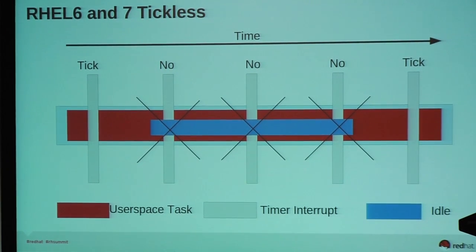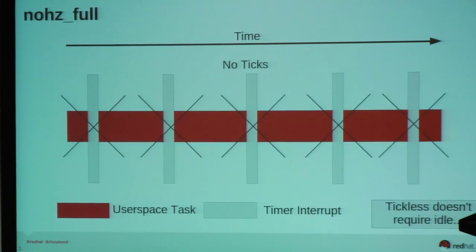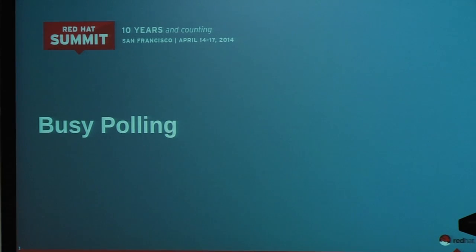I kind of went through these slides, and so this is RHEL 6 and RHEL 7 by default. Left to right is time, so the vertical gray bars are actually timer ticks, and where the X's are, the tick is disabled because of the tickless kernel. So that's idle. When it's blue, it's idle. Those ticks don't occur on those cores. When you enable this full-tickless feature, you don't get any ticks. So it can help improve performance 1 to 3%.